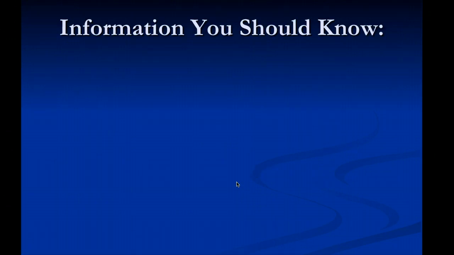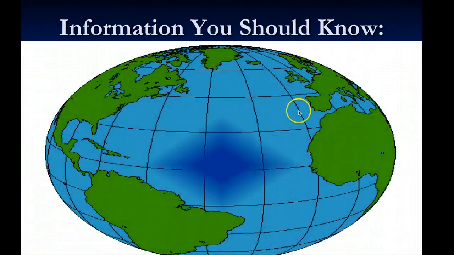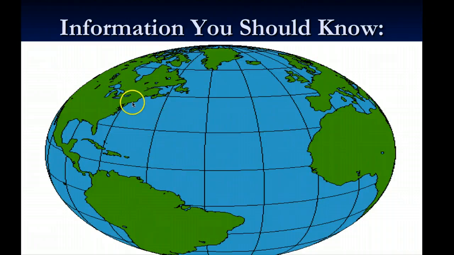Information that you should know before going into this chapter deals with the 13 American colonies. The 13 American colonies were right here on the east coast of North America. These were colonies of Great Britain. Great Britain also had colonies in Central America, in South America, in Africa, and in Asia, which is on the other side of this globe.